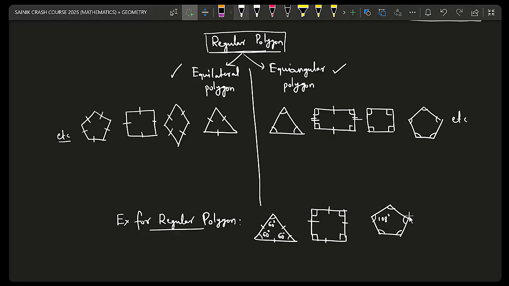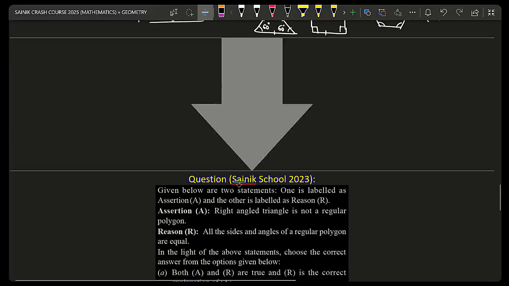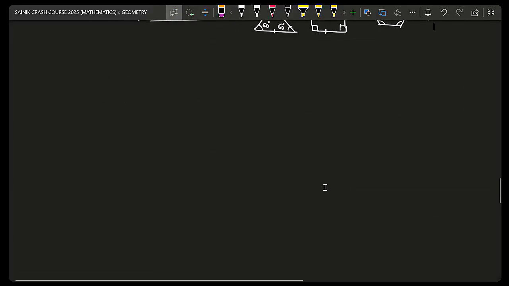So the regular polygon list will continue. We have equilateral triangle, square, regular pentagon, and regular hexagon. Everything is possible. Now the next two properties are about regular polygons only. We already discussed 4 properties regarding polygons. Now the fifth property. The fifth property is about regular polygons.